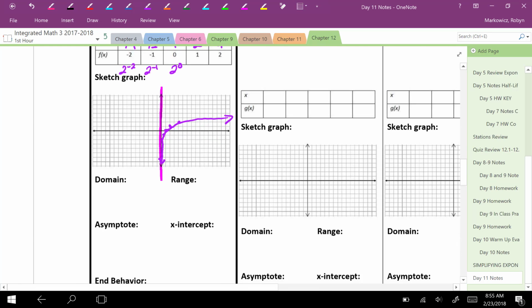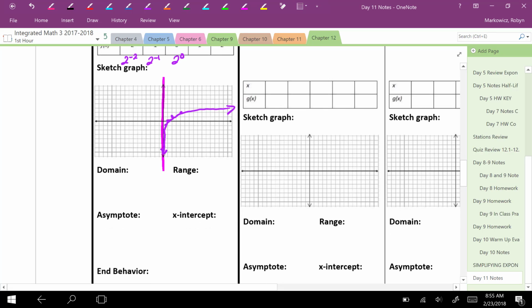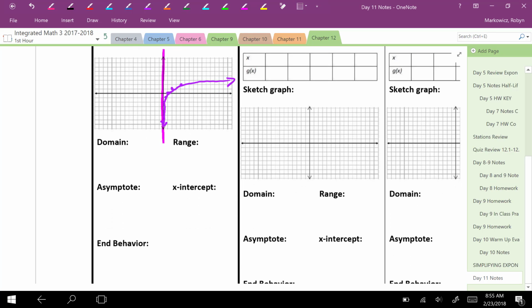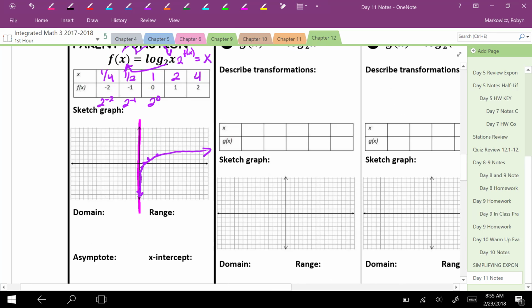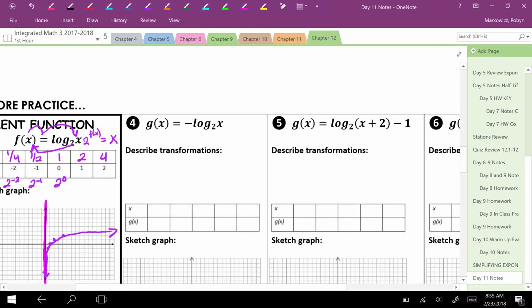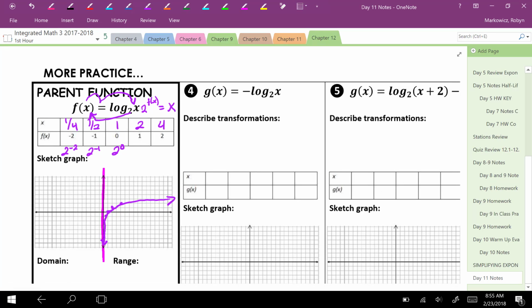Domain is 0 to infinity, range is all real numbers, asymptote x equals 0. We know where to find the x-intercept from the table or the graph. We're good? All right, then let's take a look at number 4. What's one transformation? Reflection over x. Do we have any others? Any others? No. Okay, we only have that one. So we can fill in a table. We know reflecting over the x-axis does what? Changes the y values, right?